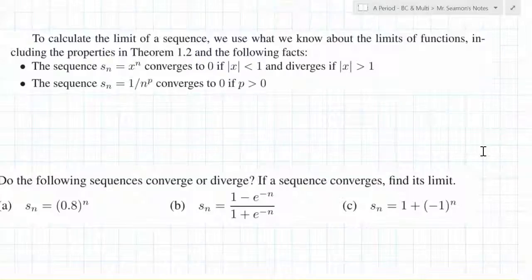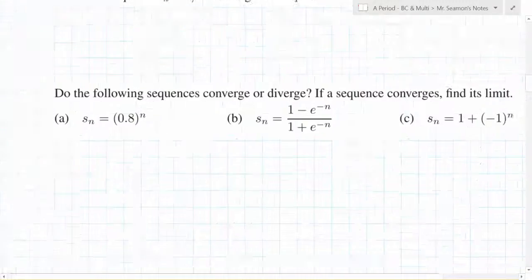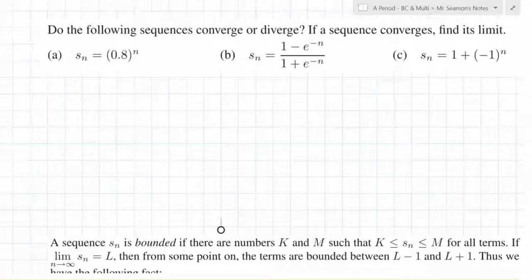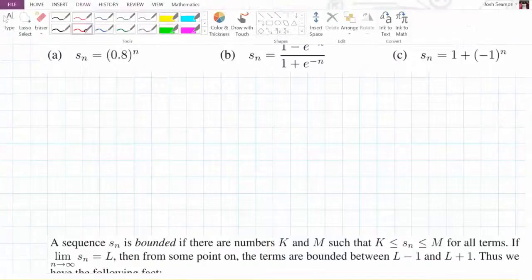Do you remember doing proofs in geometry? Remember how you said theorems, like if this is true, these are theorems that you can now use to prove other sequences converge or diverge. So let's take a look at A right here. What can you tell me about A? Do you think it converges or diverges?